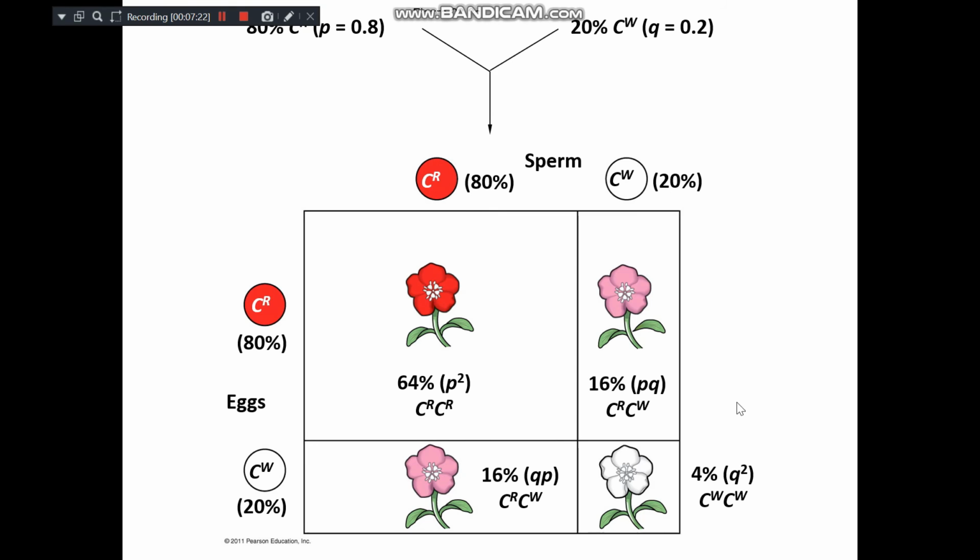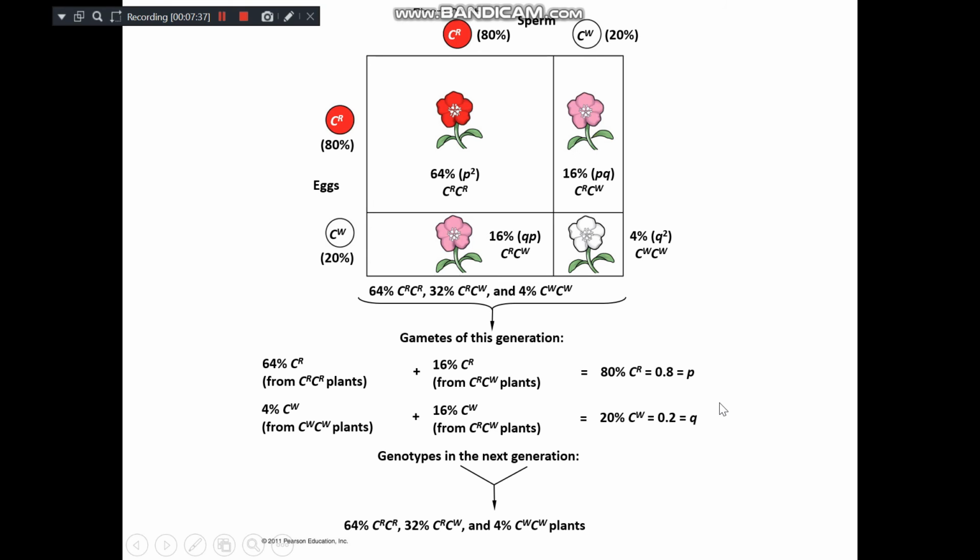See 80%, 80%, 16%, 4%. So 96% this, 96%, 4% this. The heterozygous CW condition. Again you can see here 16%, 64% plus 16% CR.